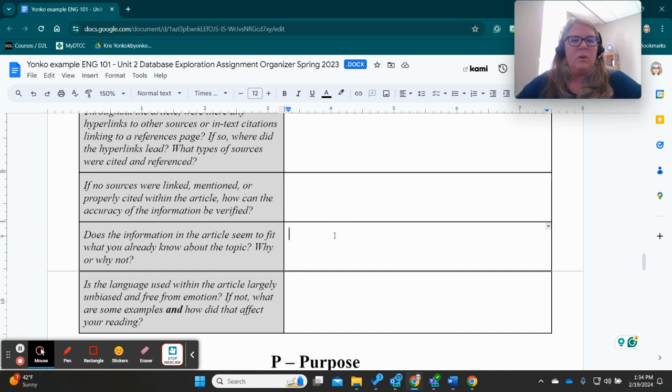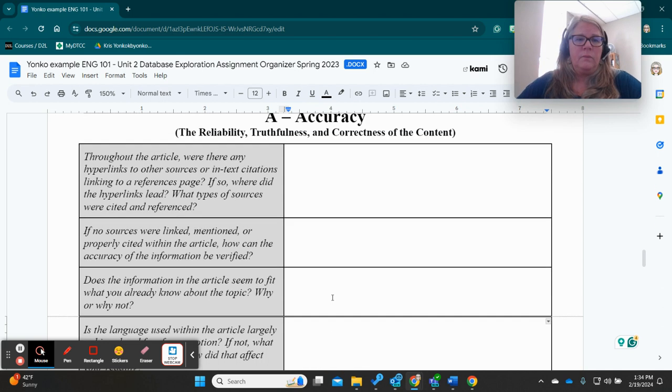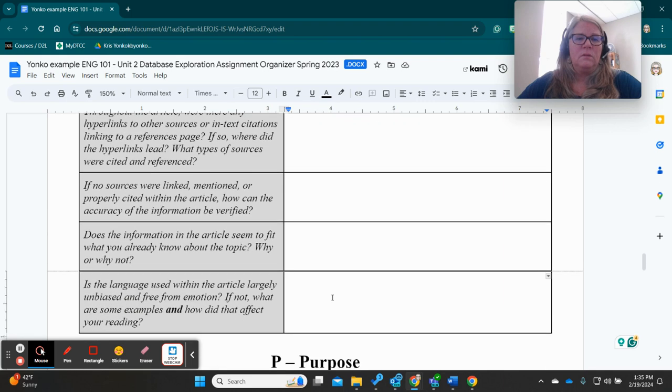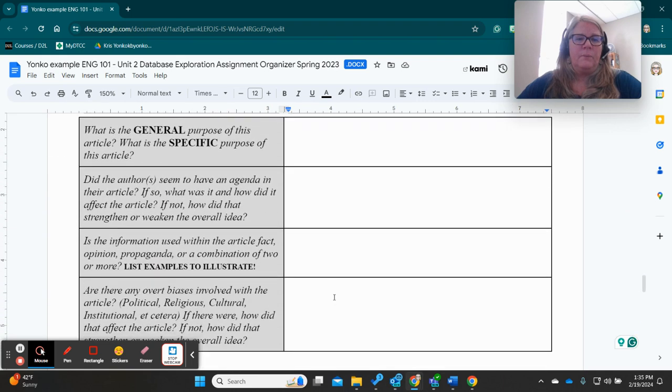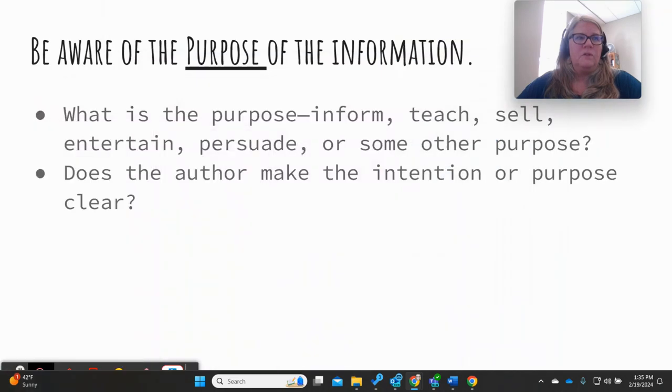Did it seem to fit with what you already know about the topic, or does it seem kind of wacky? And what about the language? Does the language seem pretty straightforward, or does it seem overly emotional? Right? Make sense? Okay.